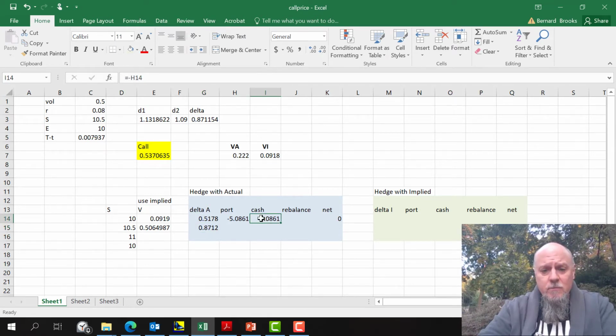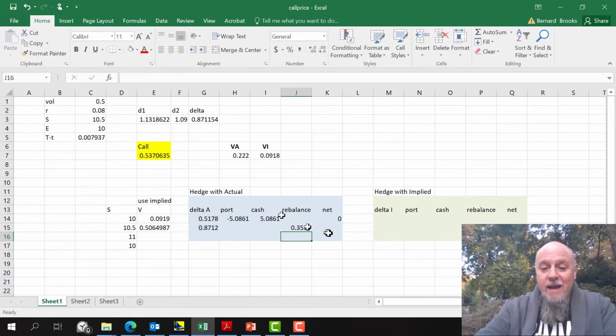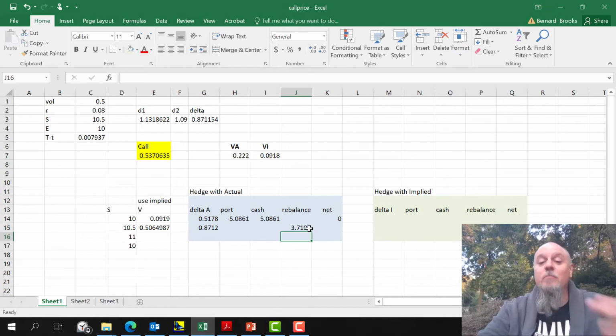Now, how much cash do I have? Cash is coming from this $5.08 that I had yesterday. I would have invested that at the risk-free rate. But also, some extra cash is going to come in from the rebalancing. So let's figure out what this rebalancing is. I'm supposed to short 87% of a share, but I've only shorted 51% of a share. So I have to short an extra 35% of a share. If I short an extra 35% of a share worth $10.50, $3.71 more cash is coming in.